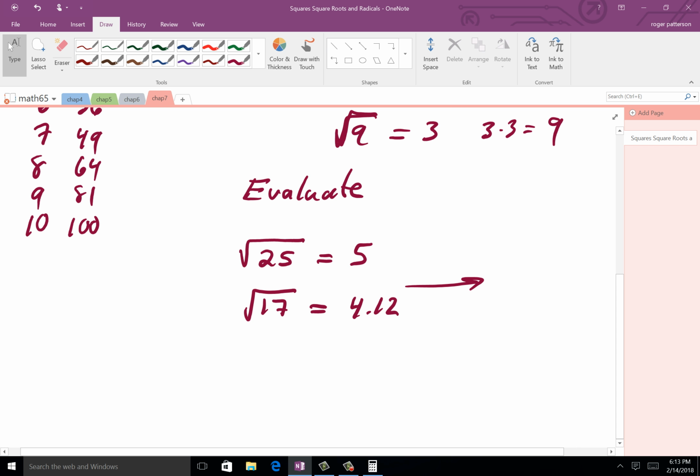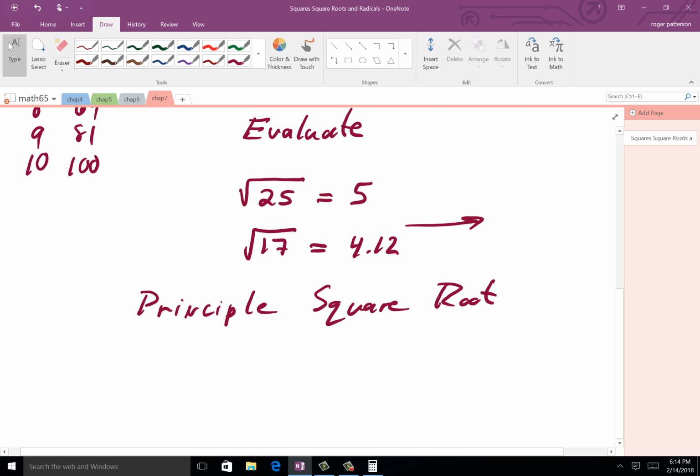So there's basically two types of square roots. There's a principal square root, and the principal square root is what we are doing right now. Okay, so when we talk about, say, the square root of 36, well, that's equal to 6. That's the principal square root, the one that we would most likely think of.